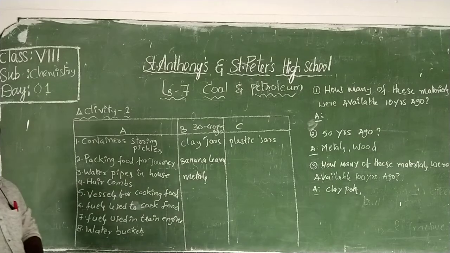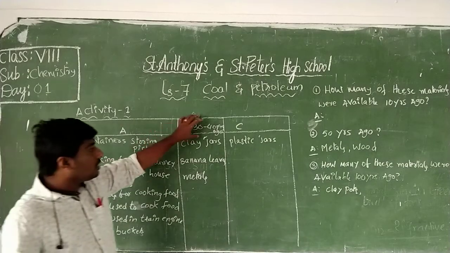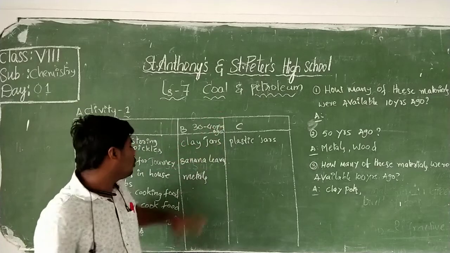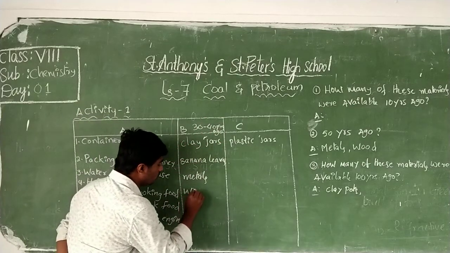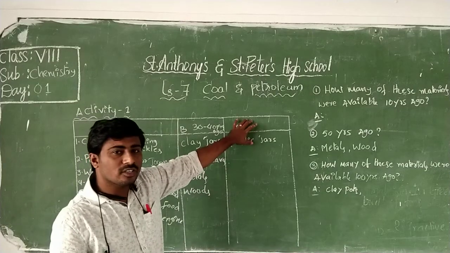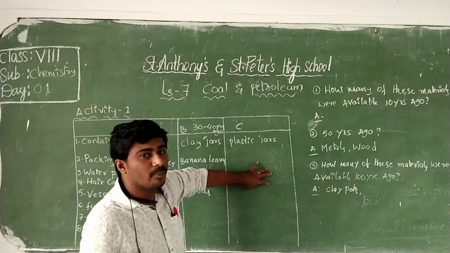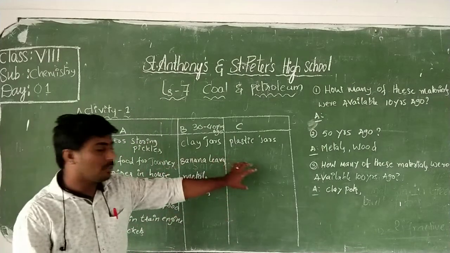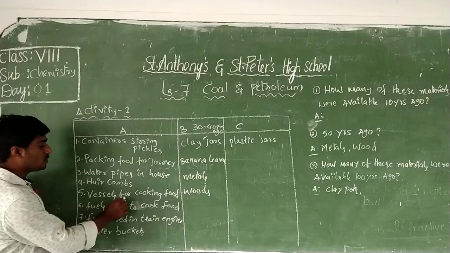Next one, hand pumps. 30 to 40 years ago, hand pumps were made up of wood. Nowadays what are we using? We know very well that they are made up of plastics. Next one, vessels for cooking.